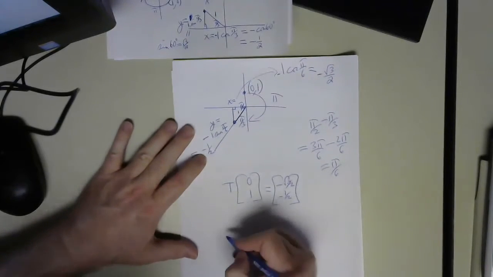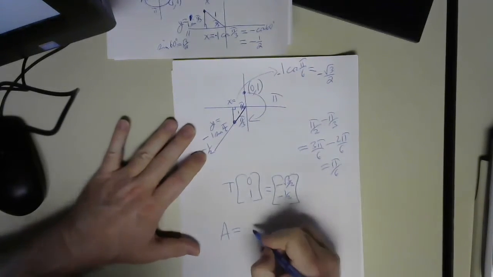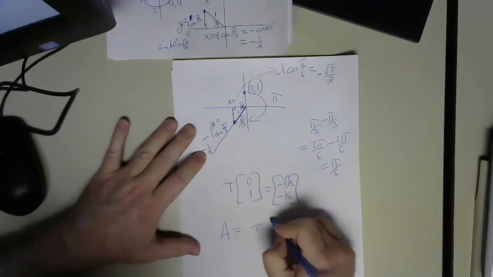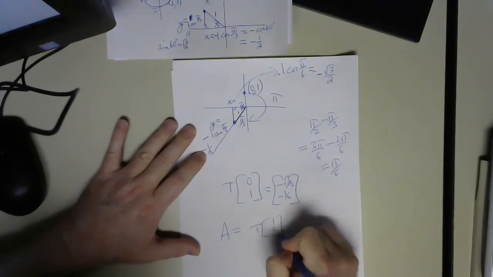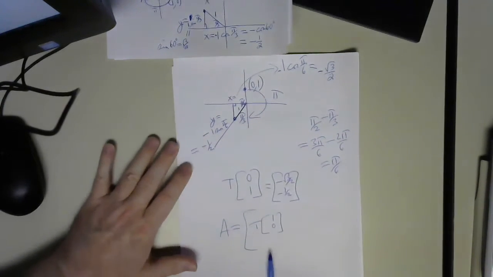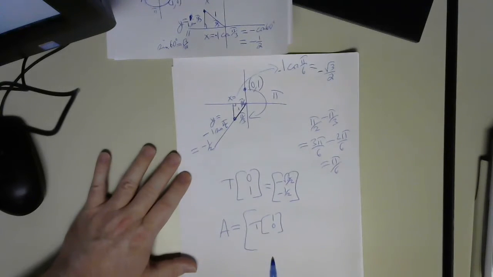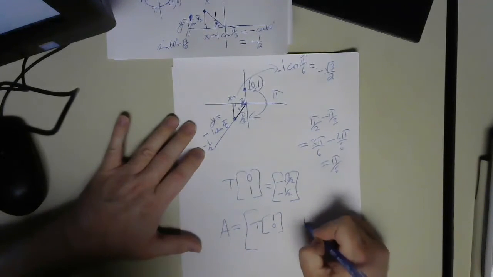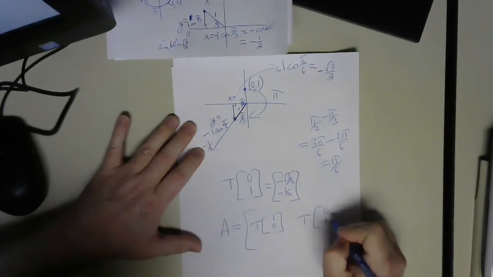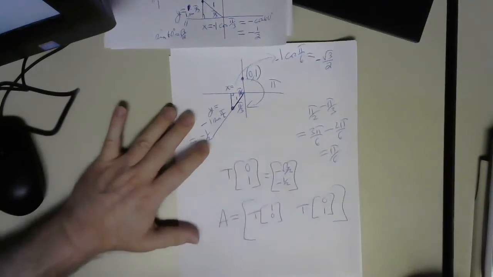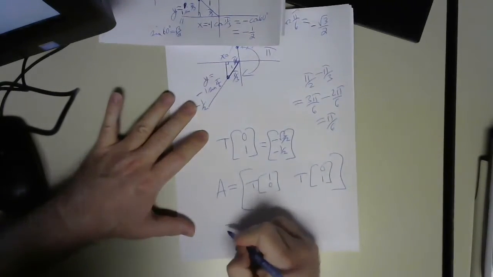So remember what we said. A is just the image of the first column. That's the first column of the standard matrix. And the second column is the image of the second column of the identity matrix in R2. So we're almost there.